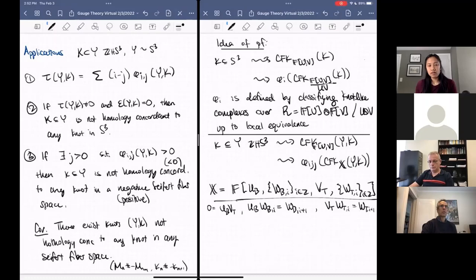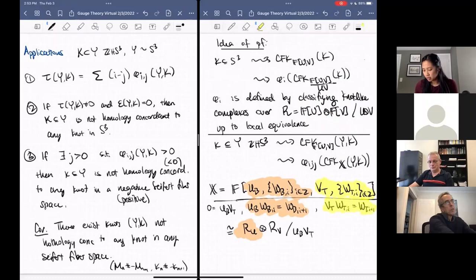So this ring might look funny, but it comes naturally as the pullback or limit of some diagram of rings that appear in knot Floer homology. So X here is this ring, and it's naturally isomorphic to the tensor product of some rings RU and RV, quotient by this product of U and V, where RU is the polynomial ring where I take these variables with the Bs. And then RV is the polynomial ring where I have the variables with the Ts. So this is the ring X that we'll work with to define the phi ij invariants.